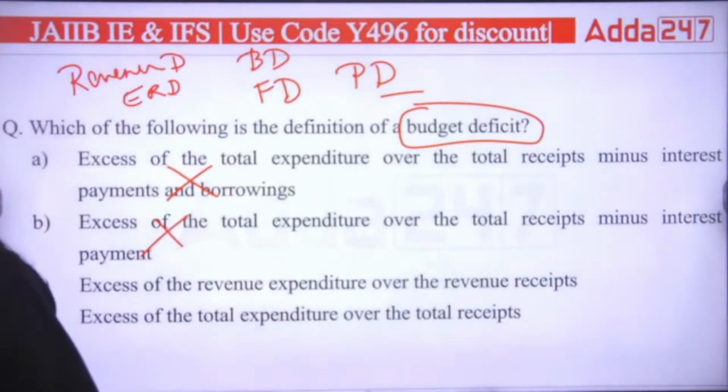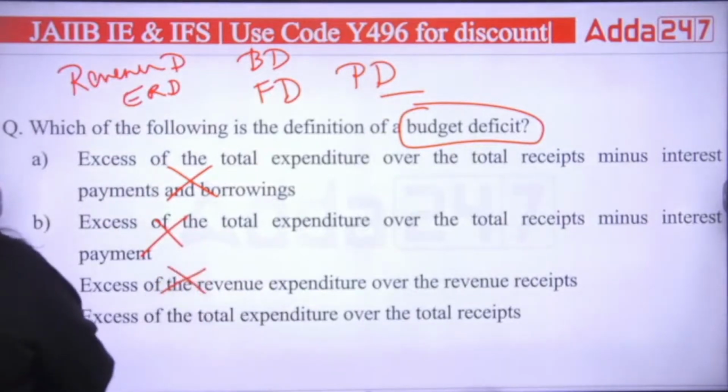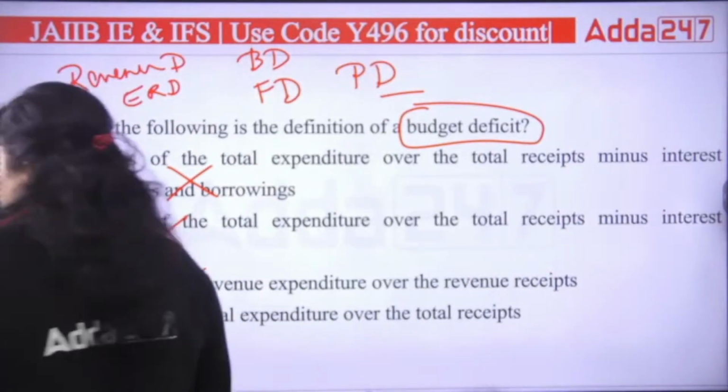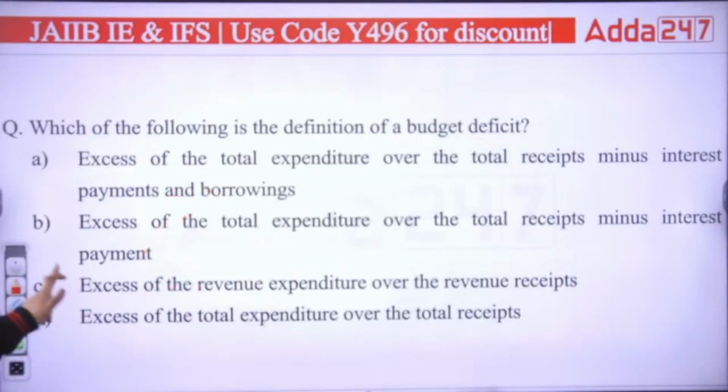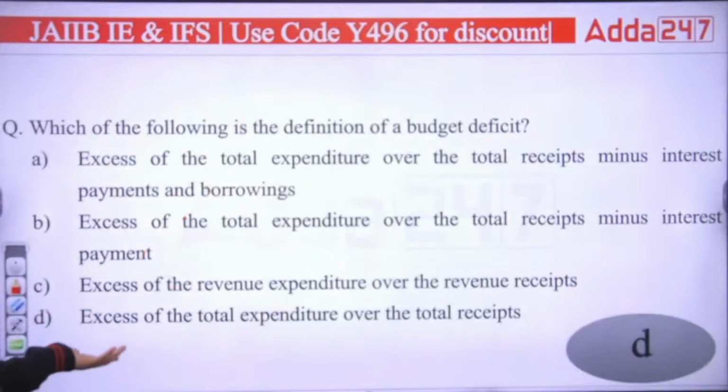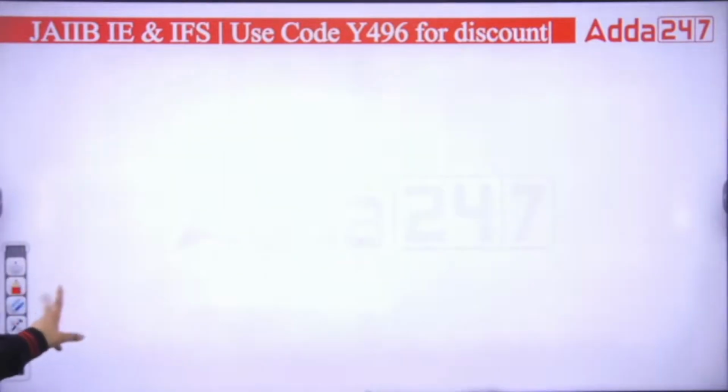The excess of revenue expenditure? No. The excess of total expenditure over total receipts. So when the total expenditure is more than the total receipts, it's your budget deficit. So the right answer will be your D option. Budgetary deficit simply, when the budget of the government went into loss, is total expenditure minus total receipts. So the right answer is your D.